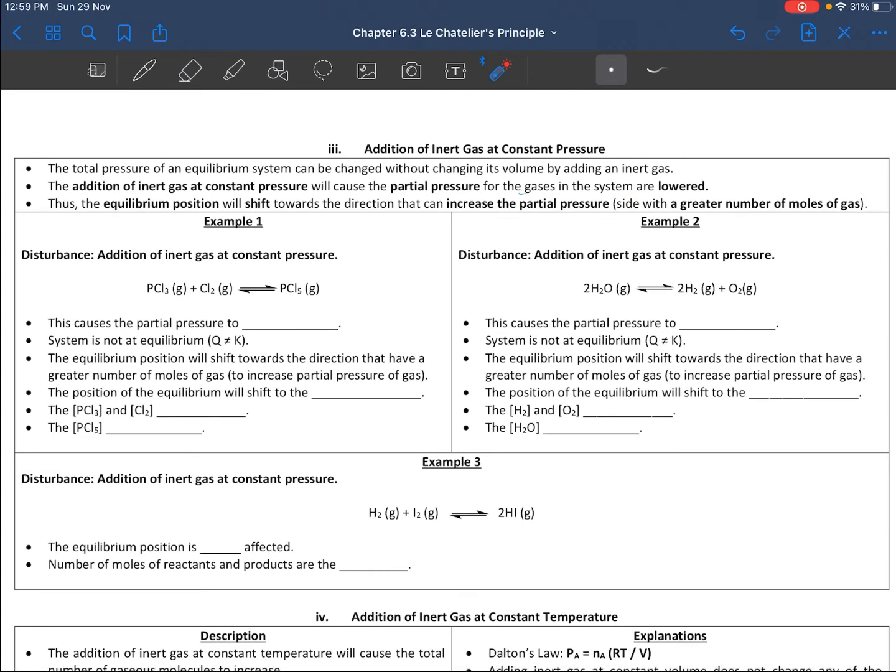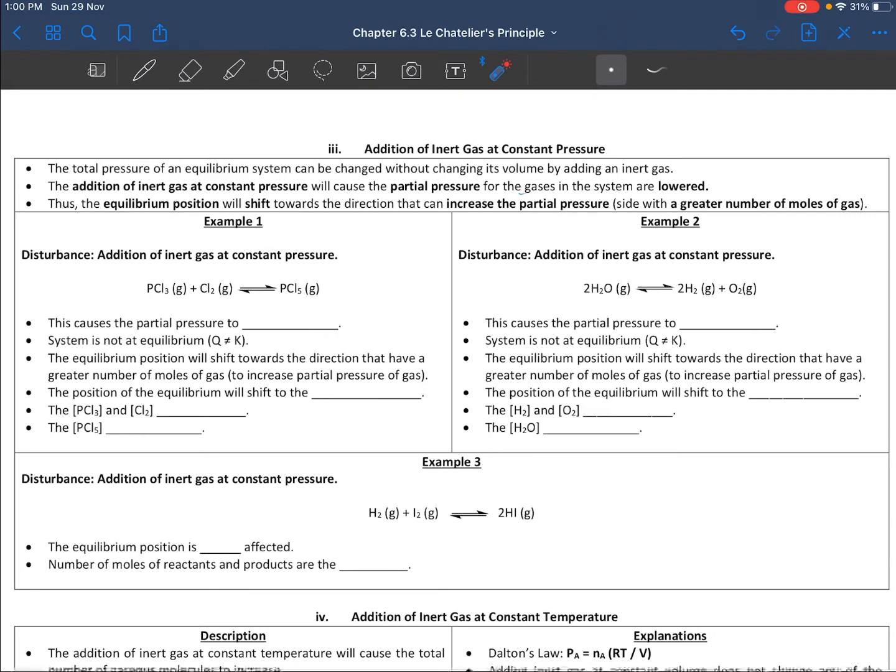Okay, so kenapa? Kenapa tu kita akan tengok sekejap lagi. And then dia kata thus the equilibrium position will shift toward the direction that can increase the partial pressure. Okay, so since bila kita tambah inert gas at constant pressure, partial pressure of each gas berkurang. So sekarang we need to increase the partial pressure baliklah. So how to increase the partial pressure? Kena shift ke arah yang greater number of mole of gas. So ini macam tadilah yang awal-awal kita discuss about pressure.